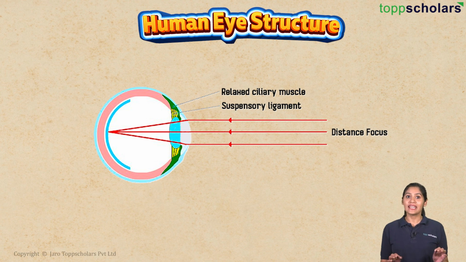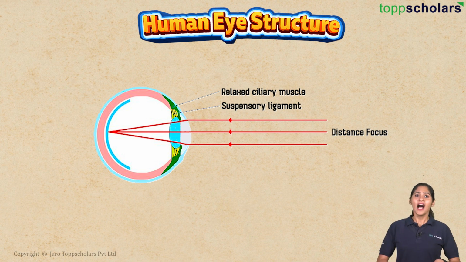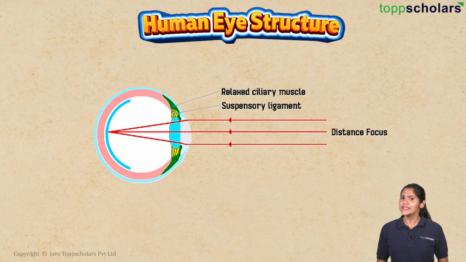Now let's have the case when the object is at infinite distance. Then the light rays coming from the object entering our eyes are almost parallel, and we don't need to bend them much to form an image. So the lens becomes flatter. Can you guess how? Yes, the ciliary muscles will relax, so suspensory ligaments are stretched, which in turn will stretch the lens, making it flatter. Now the focal length is increased and focusing power is decreased. Hence, the light rays are not bent that much and the image is formed on the retina.